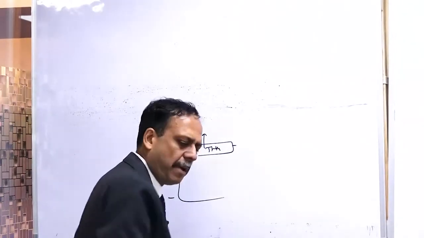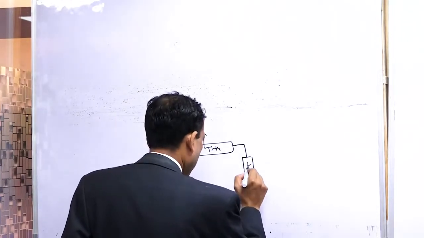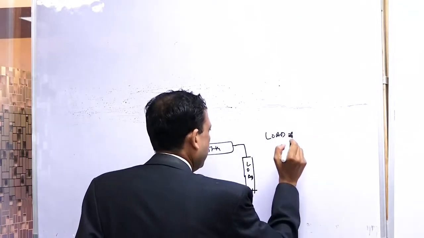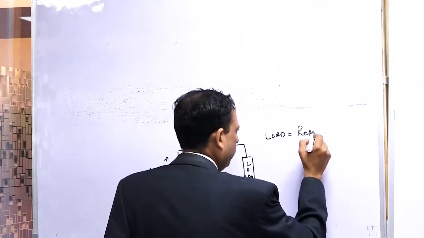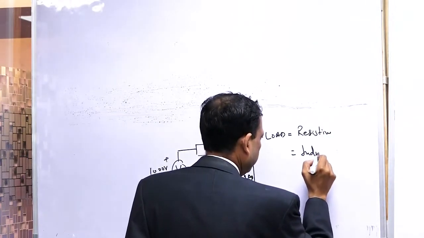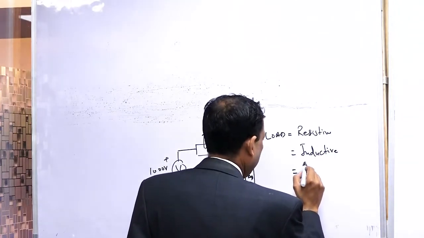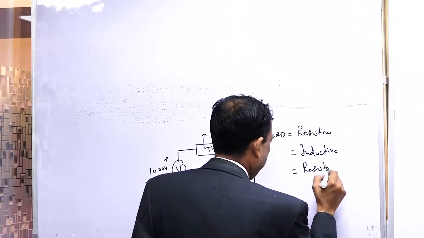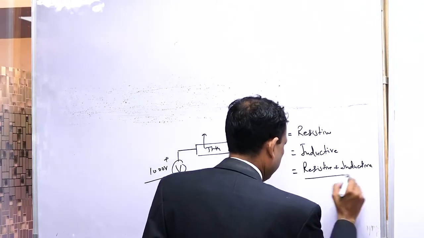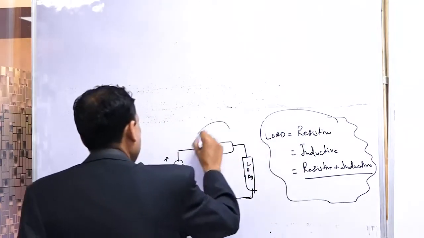Let us say which type of load is the best load for a thyristor. Which type of load is the best for the thyristor? I am just asking. This is a load. Let us say one load is resistive, pure resistive. Another is inductive. And the third is resistive plus inductive. For which type of load is the thyristor best?